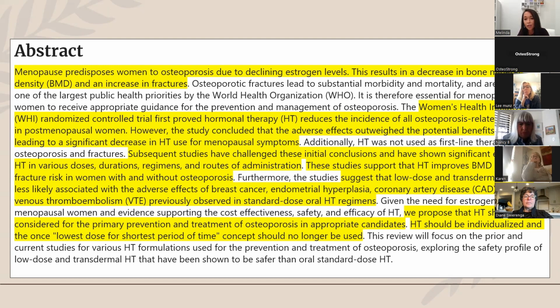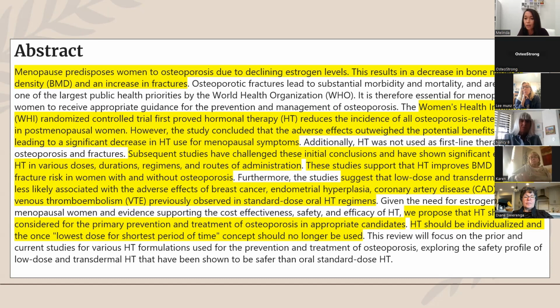Subsequent studies have challenged these initial conclusions and have shown significant efficacy of hormone therapy in various doses, durations, regimens, and routes of administration. These studies support that hormone therapy improves bone mineral density and reduces fracture risk in women with and without osteoporosis.